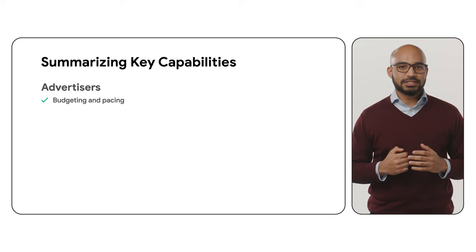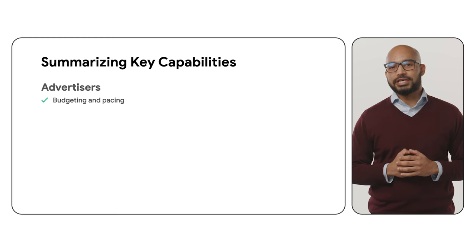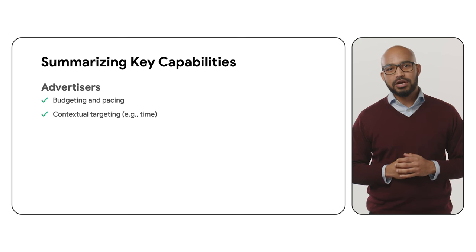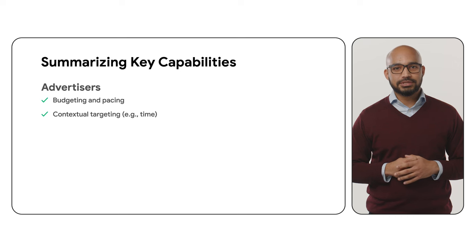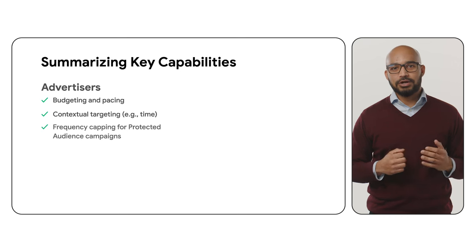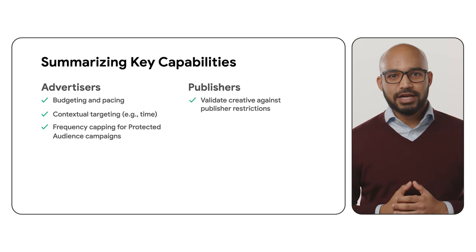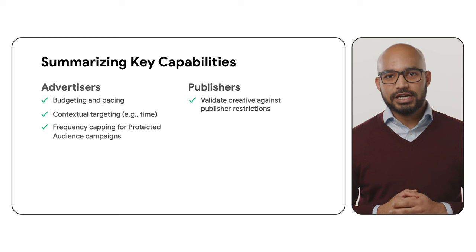First, for advertisers, they were able to implement budgeting and pacing. As you recall, the bidding logic checked if the campaign was live before bidding. Contextual targeting. In this example, a core input was recency, time since the last intent signal, and also frequency capping. The advertiser was able to cap the number of impressions at less than 3 per 24 hours. On the publisher side, they were able to validate creatives against their restrictions and requirements.